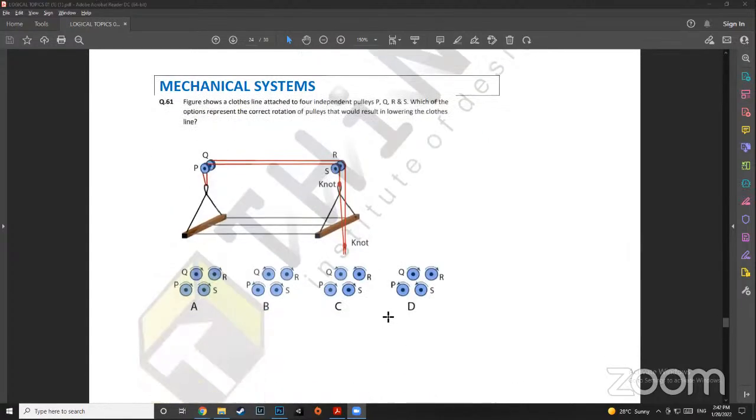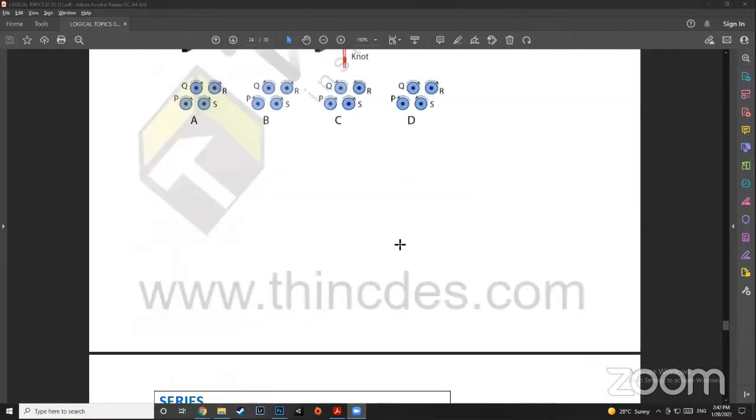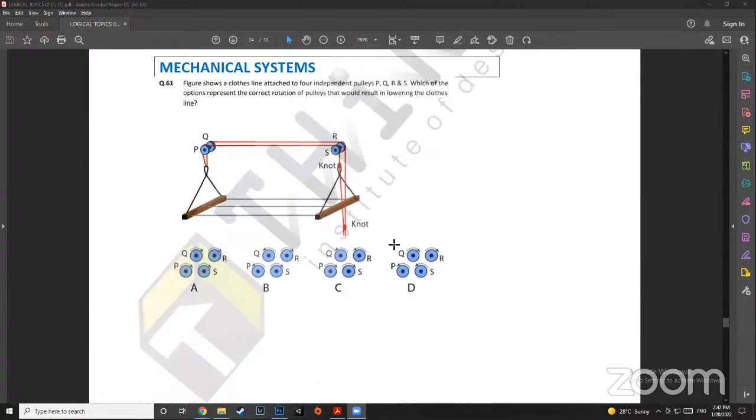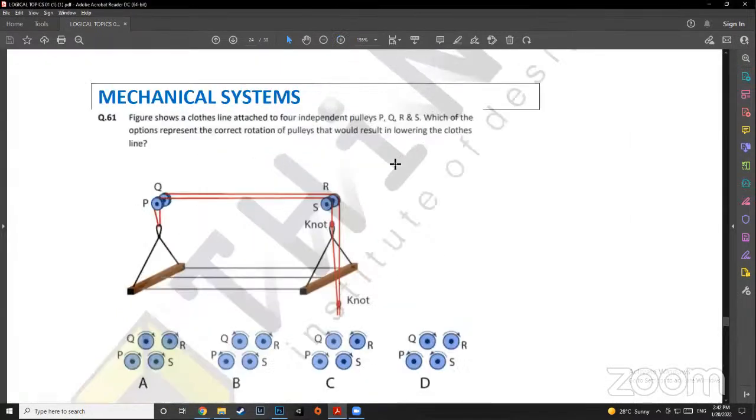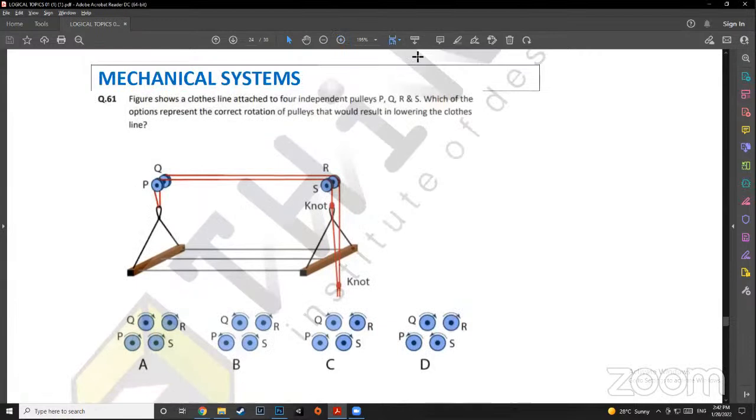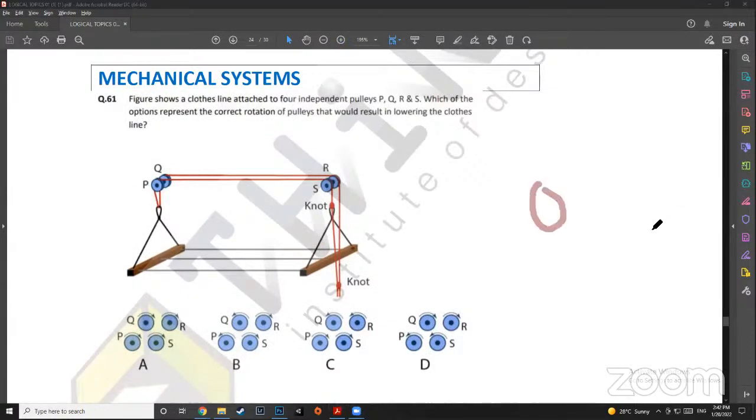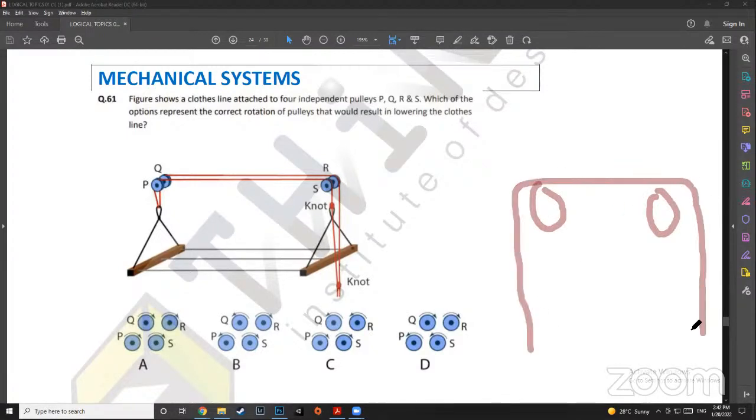Okay, then there are mechanical systems. Mechanical systems, they'll show you some sort of a physical mechanical system, and they've only given one option to us. They want you to answer what sort of logic would be correct. So basically, imagine there are two pulleys, and there is a rope connecting them. Can I pull the rope in this direction as well as in this direction?